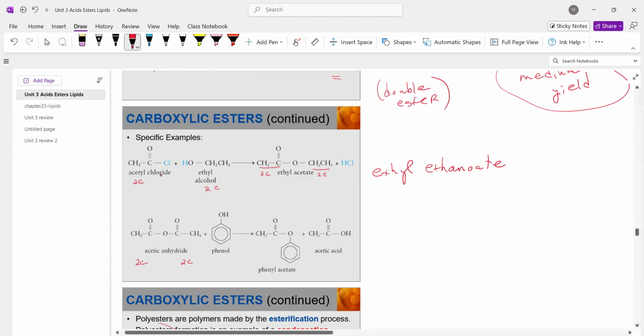Here's the anhydride method. So we have the anhydride plus the alcohol gives us the ester, plus it kicks off the other side of the anhydride as an acid. And this one here, the other side forms an acid based on whatever acid chloride you started with.